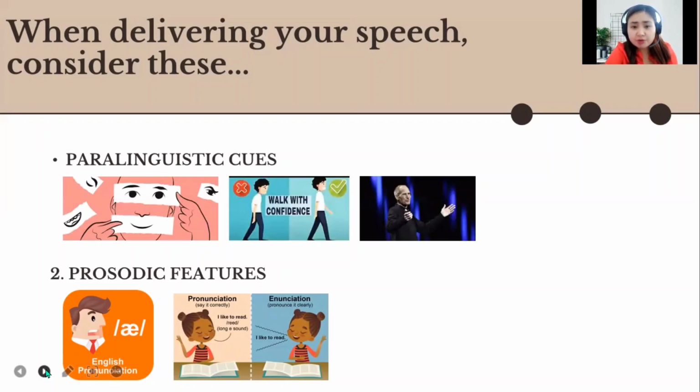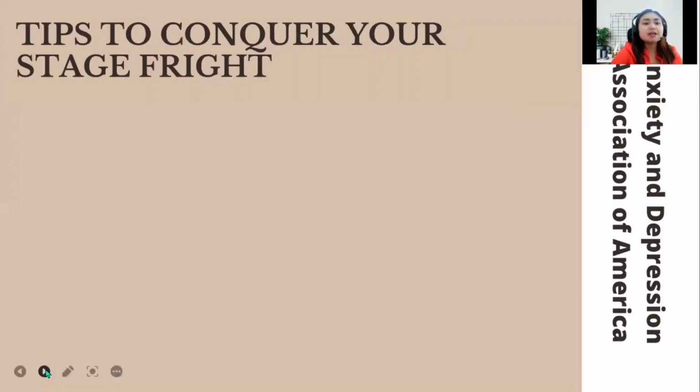But you have to know that it's not "ceremony", but "ceremony", something like that. In that case, you're talking about pronunciation. You're trying to pronounce a certain word. When you say, again, enunciate, you are trying to pronounce not just one word, but the statements correctly and clearly. Okay? Next, I have also here some tips for you to conquer your stage fright.